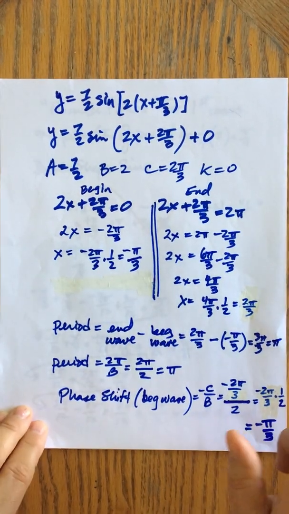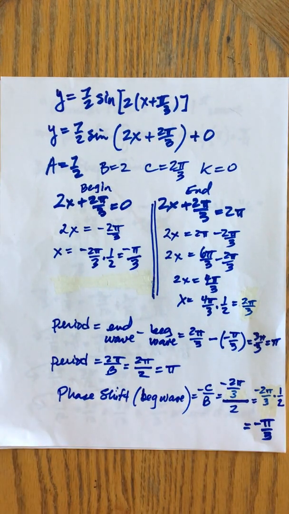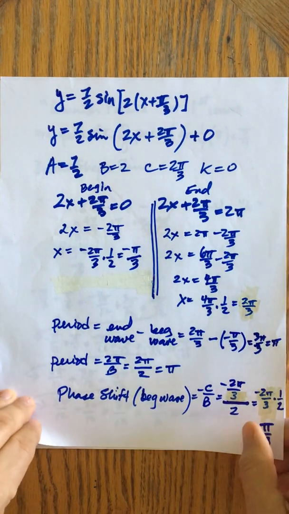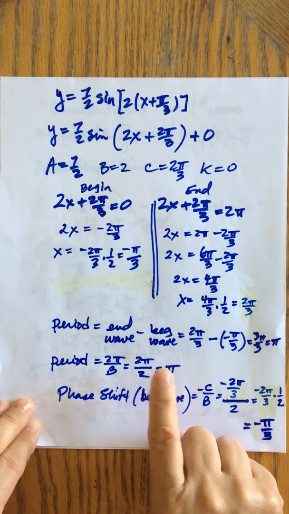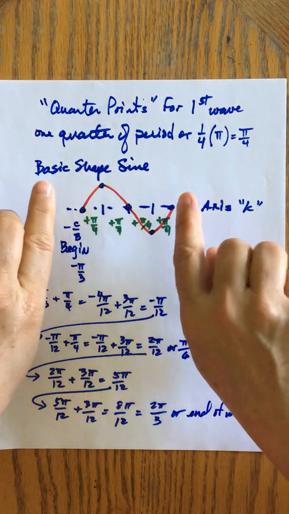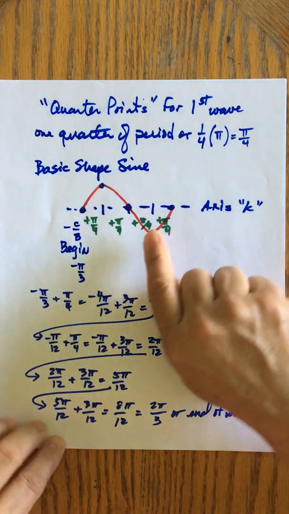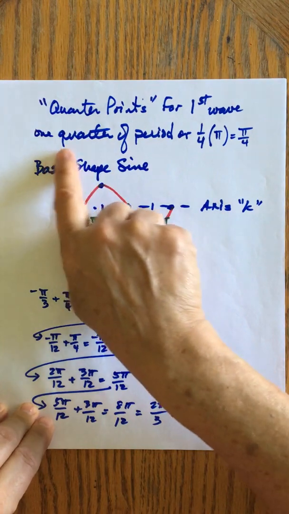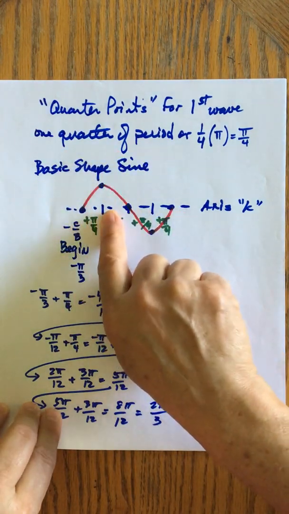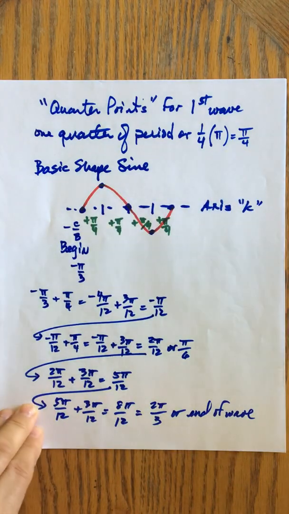Now, since the period is pi, and I'm interested in finding the quarter points, I call them the quarter points because you're going to find your max and your min and your zeros. I want to find 1/4 of pi. So I want to basically divide from your beginning to your end into fourths. My quarter points, each fourth, is going to occur at a fourth of the period, or a fourth of pi, which is pi over 4.